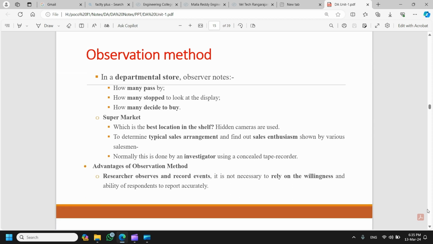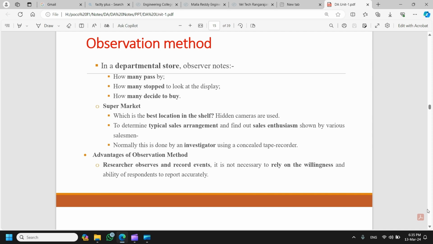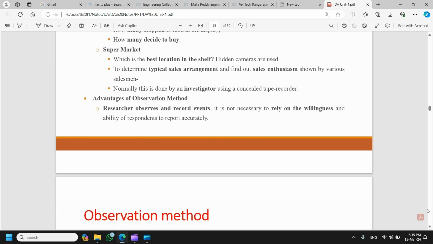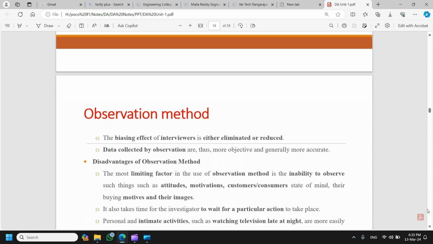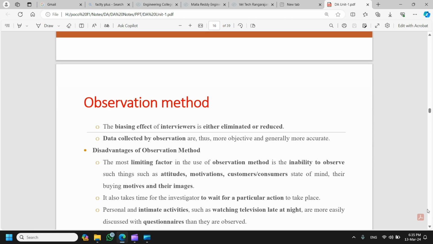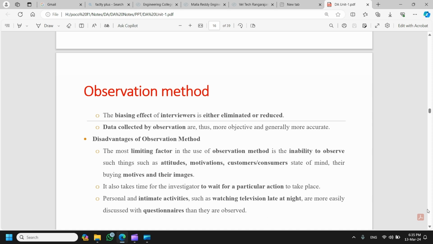Now the advantages of the observation method. When the researcher records events, it is otherwise necessary to rely on the willingness and ability of the respondent to report accurately. Some advantages are there in the observation method: the biasing effect of the interviewer is either eliminated or reduced. Data collected by observation is more objective and generally more accurate.